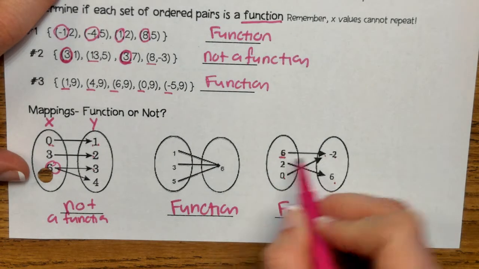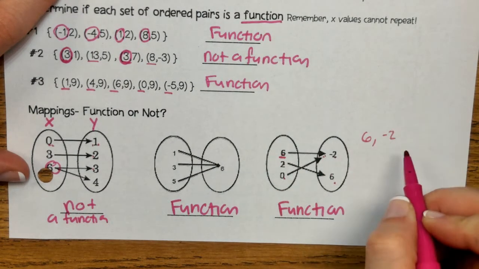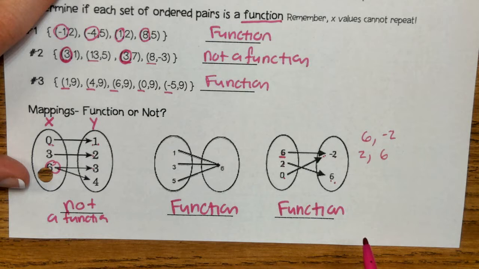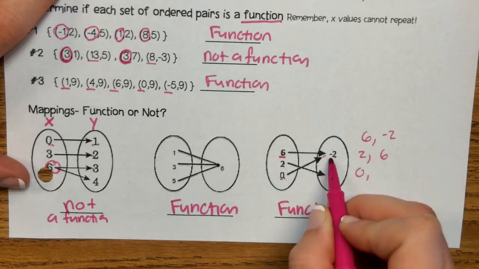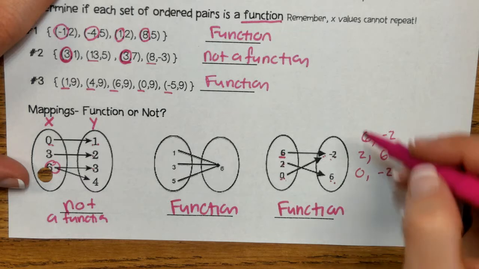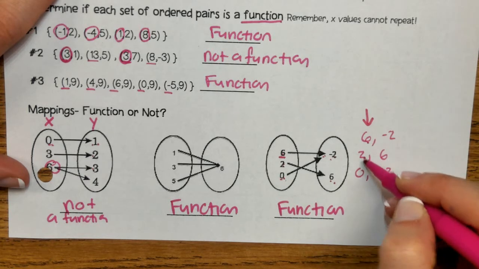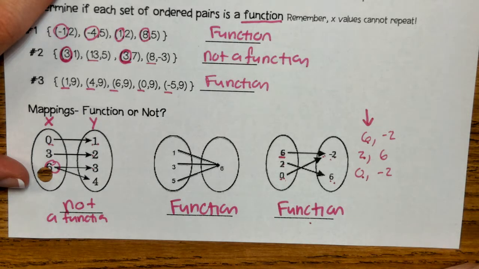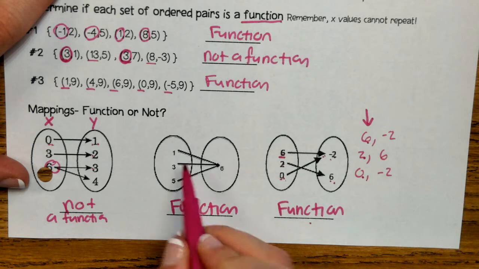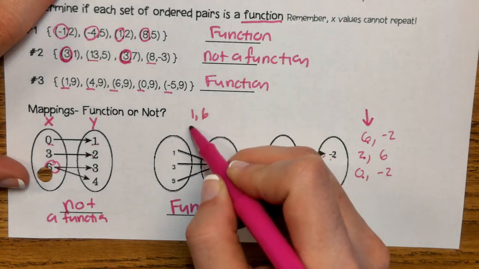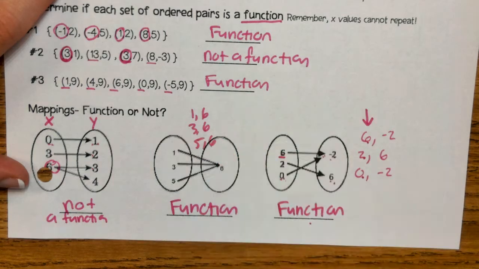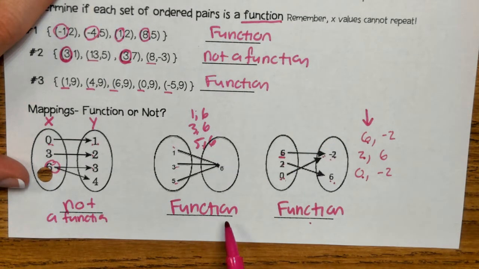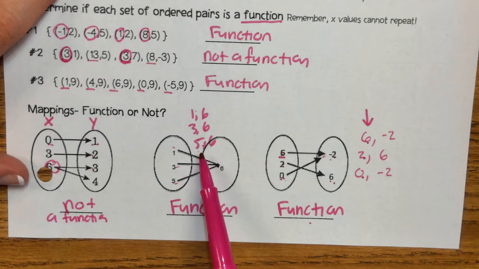Okay. So this 6 has an arrow going to negative 2. That's your ordered pair. This 2 has an arrow going to 6. That's an ordered pair. This 0 has an arrow going to negative 2. That's an ordered pair. So our x values are 6, 2, and 0. None of those numbers repeat. That makes it a function. Same thing for this one. Our ordered pairs are 1, 6, 3, 6, and 5, 6, because those are where all the arrows go. Our x values are 1, 3, and 5. This one's a function because the x values don't repeat.